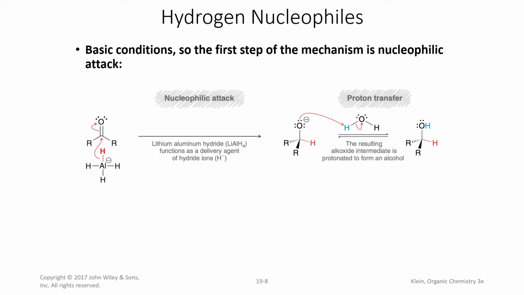Now let's discuss the mechanism. So again, this is done under basic conditions. The first step is that our hydride, H-, attacks the carbon of the carbonyl group. And so we have our tetrahedral intermediate. So we get this alkoxide intermediate, and then it's followed by water, which gives us our proton transfer, which results in our alcohol as our product.